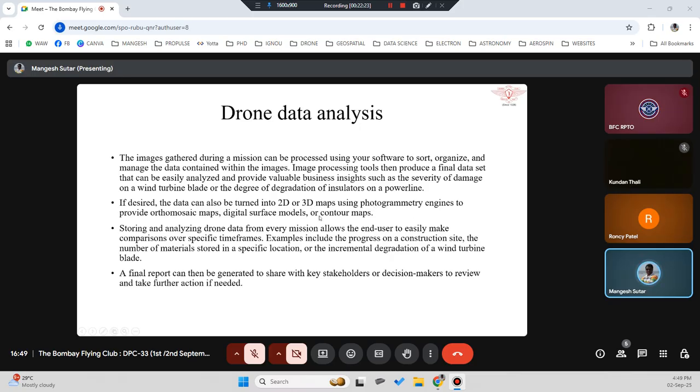Okay, 2D or 3D photogrammetry engines to provide orthomosaic maps, digital surface models, or contour maps were also available to them. Storing and analyzing drone data for every mission allows the end user to easily make comparisons over a specific time frame.